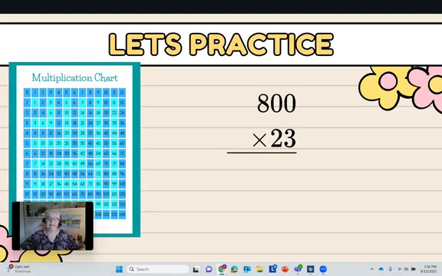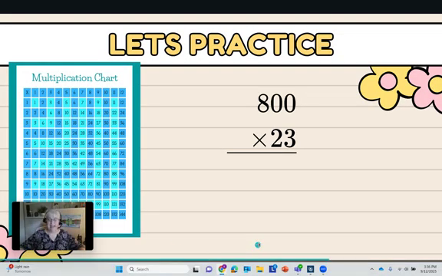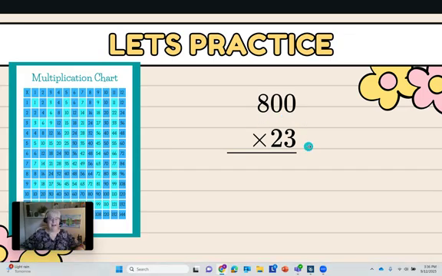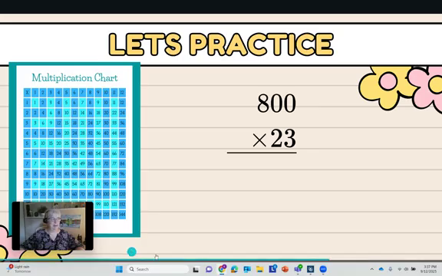One of the things that we learned in this lesson, and it kind of goes along with the powers of 10, is that when we're multiplying numbers that have zeros in them, like 800, by other numbers, our answer is going to have those same number of zeros. So 800 times 23 is going to be the same as 8 times 23, and then adding the two zeros afterwards. Let me show you what I mean.